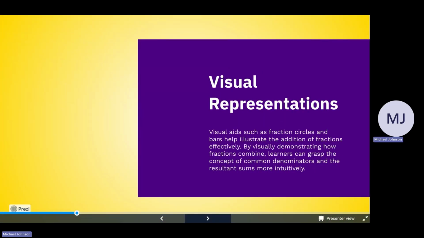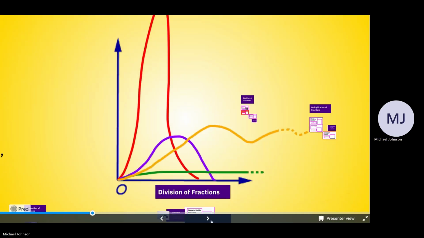Visual aids such as fraction circles and bars help illustrate the addition of fractions effectively. By visualizing and demonstrating how fractions combine, learners can grasp the concept of common denominators and resultant sums more intuitively.